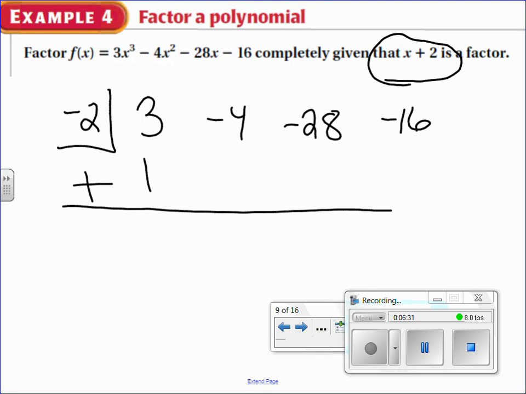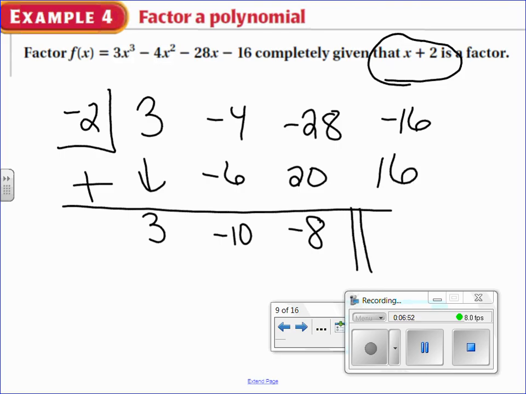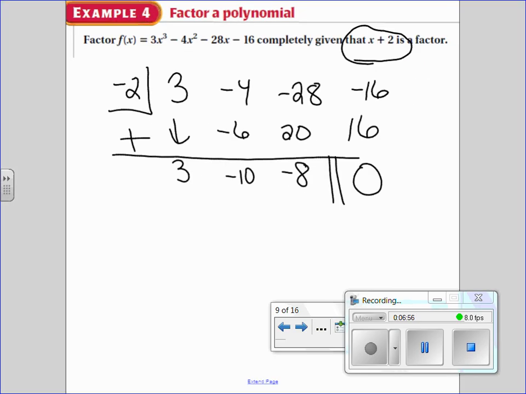We're going to start by dropping the 3. 3 times negative 2 is negative 6. Add down. Negative 10. Negative 10 times negative 2, beware, that's a double negative, is 20. Add straight down. Negative 8 times negative 2 is 16. Add straight down. Awesome. So when you get that 0 there, it means that what you divided by was a factor. So x plus 2 is one of our factors. You could just write that down at the bottom. X plus 2 is one of the factors.